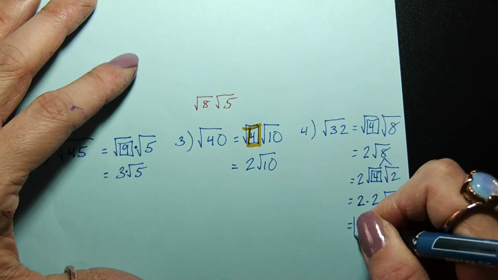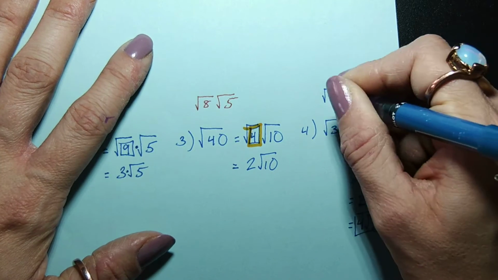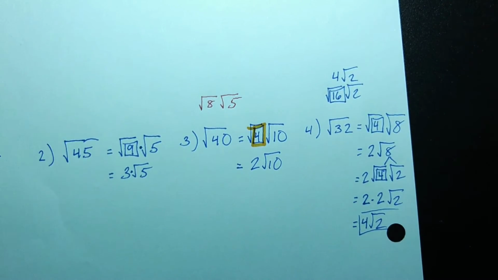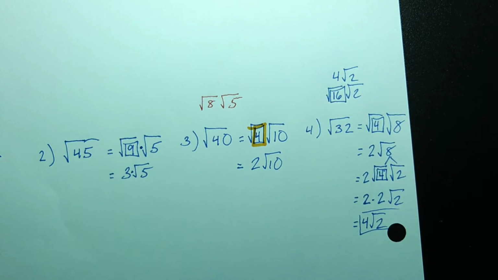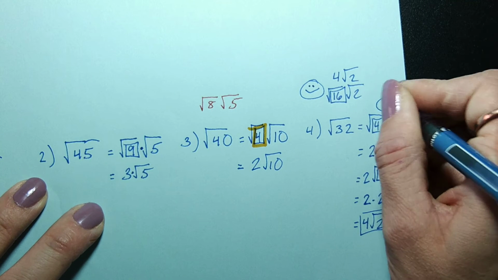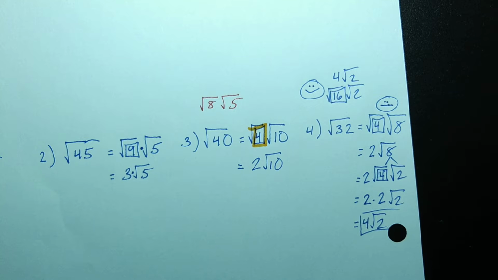Now, it's more efficient if we do 16 and 2, because that takes me directly to 4 square root of 2. So if you want to take out a bunch of little perfect squares, you can, but it's most efficient to take out the biggest perfect square. So this is great. This is okay. It works, but it's not the most efficient thing we can do.